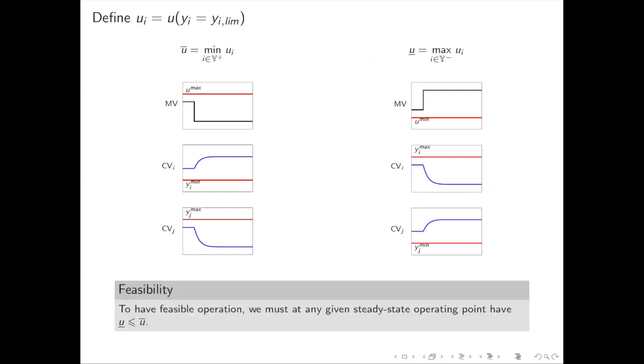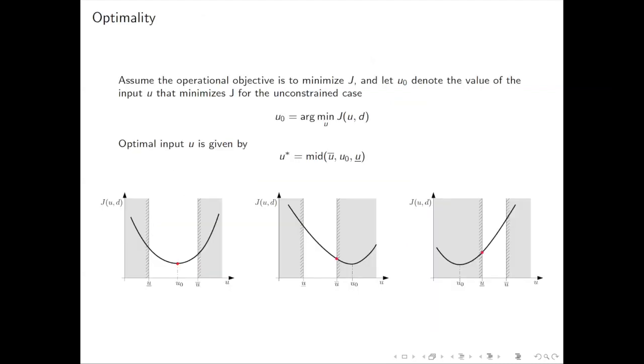Then, to have feasible operation using u as a manipulated variable, we must at any given steady state operating point have u underline less than or equal to u bar. This is because we need u to be less than u bar to satisfy the constraints in y plus, and at the same time we also need u to be greater than u underline to satisfy the constraints in y minus. And satisfying both these conditions is possible if and only if u underline is less than or equal to u bar. This tells us that the constraints are feasible when we have an allowable operating window.